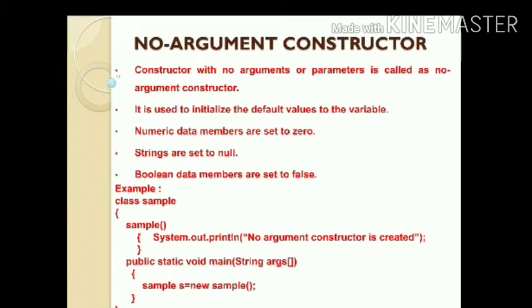The example given here explains the no argument constructor type. Sample is the class name. Within the class, sample constructor is also created. In the sample constructor, it displays the message no argument constructor is created. In the main method, the object of the sample class is created. Sample s = new Sample. Note this, sample constructor same as the class name sample.